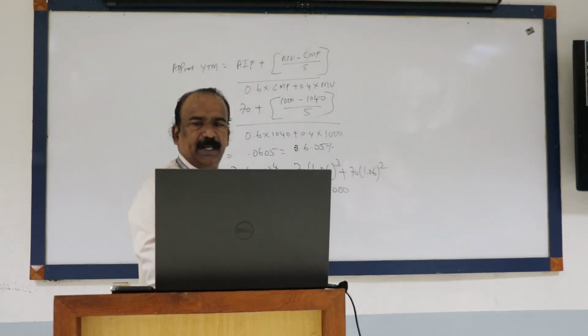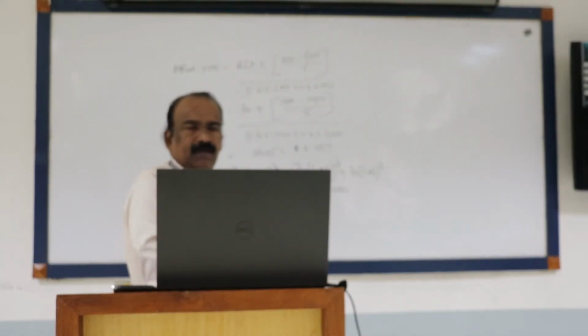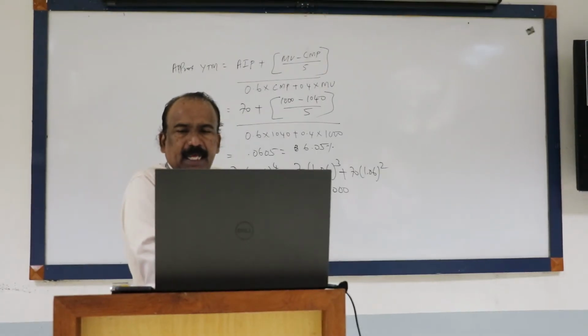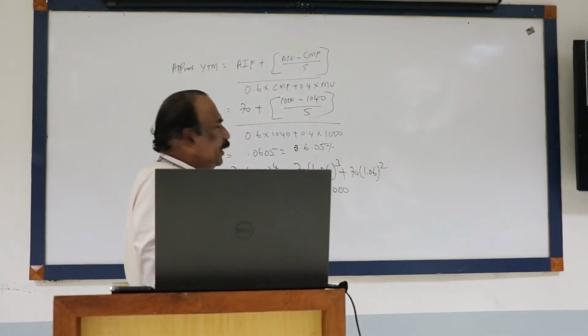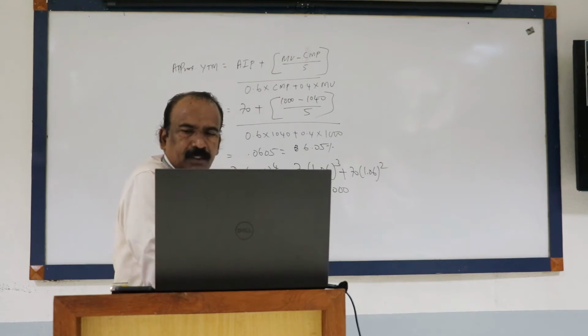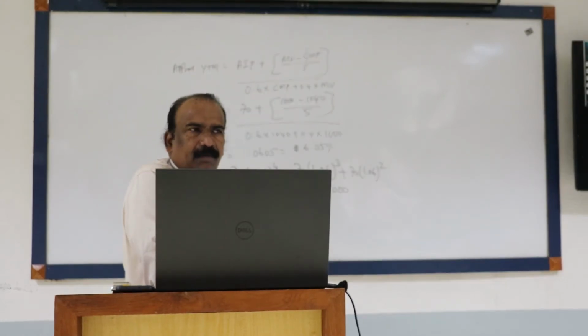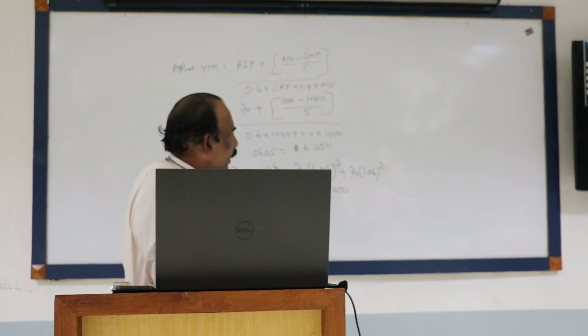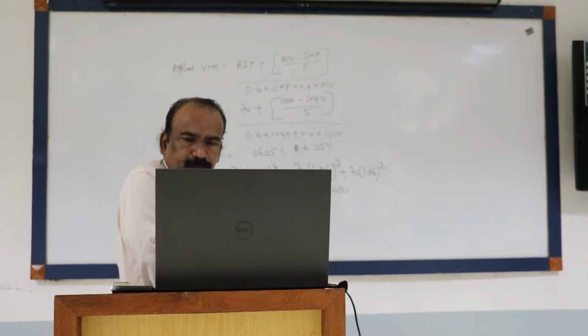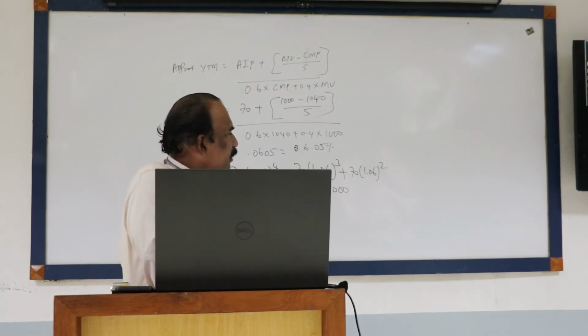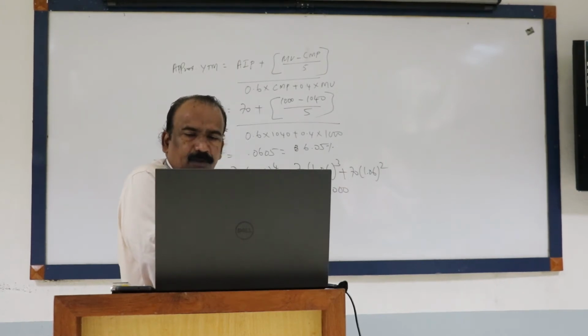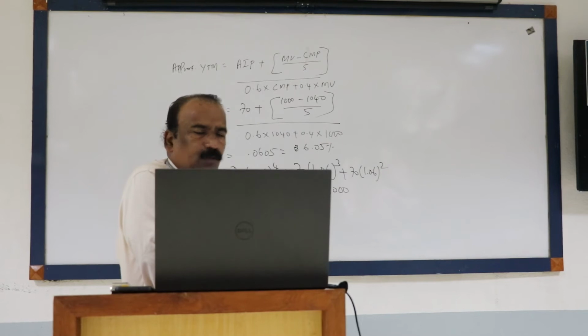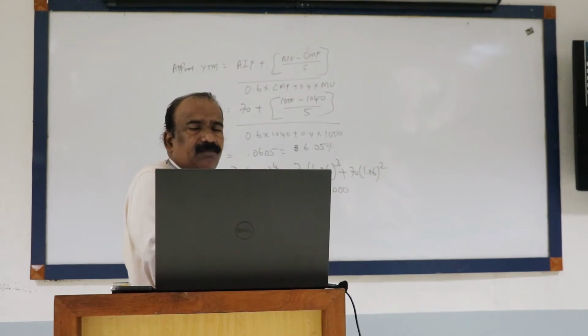Any clarification, anybody? The previous case also we have done. 70 into 1.06 power 4 for the first year interest, plus 70 into 1.06 power 3 for the second year interest, plus 70 into 1.06 power 2 for the third year interest, plus 70 into 1.06 power 1 for the fourth year interest, plus the fifth year interest, plus you will get back the maturity value.